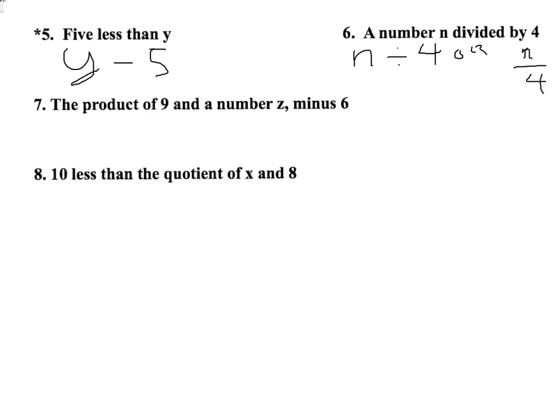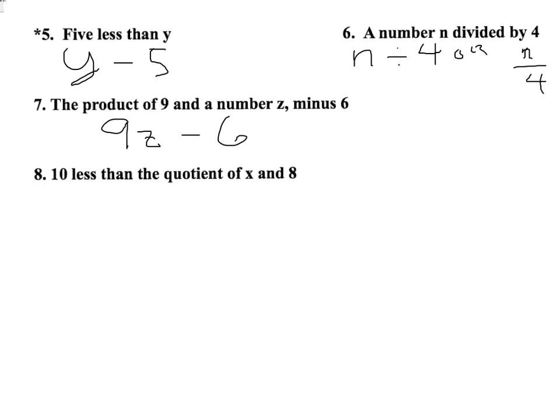Okay, so number 7 sounds like it has a couple different parts here. So let's start with the first part. The product of 9 and a number z. Well, remember we can write the product or multiplication here between a letter and number just right next to each other. So if we write 9z and then minus 6, just tack that on at the end. 9z minus 6. Alright, the number 8, 10 less than the quotient of x and 8.